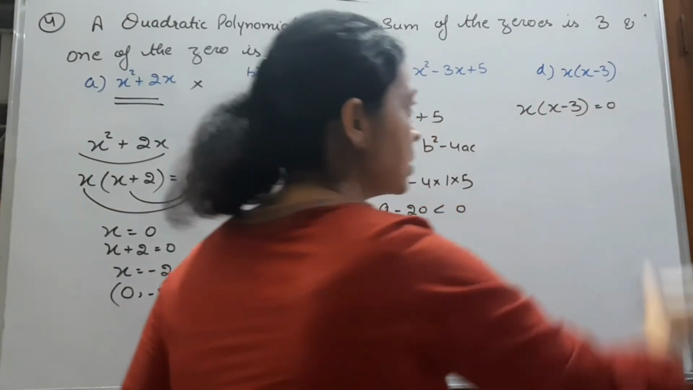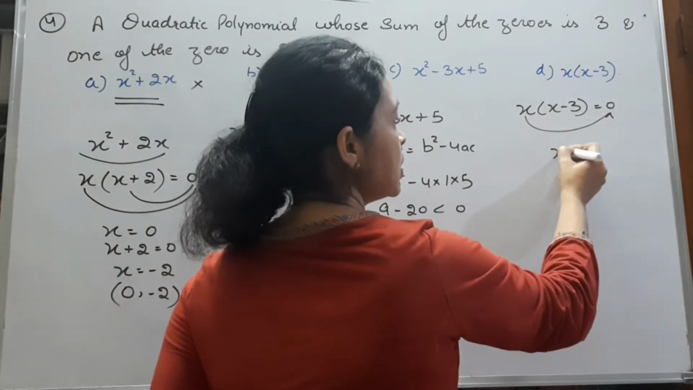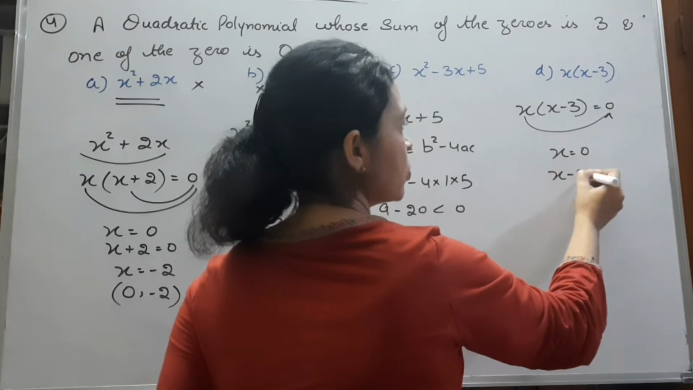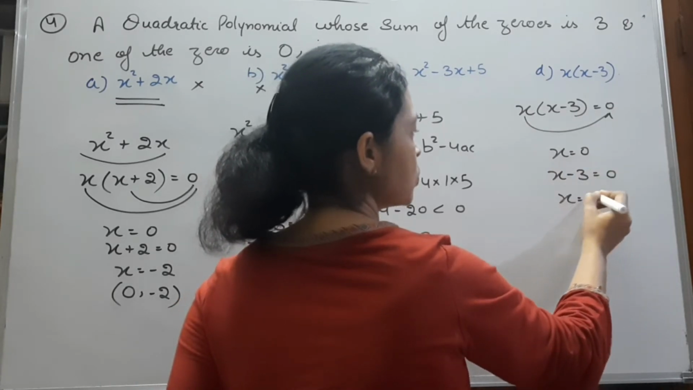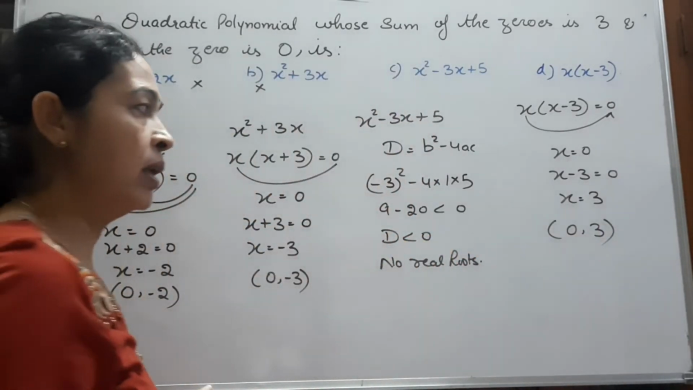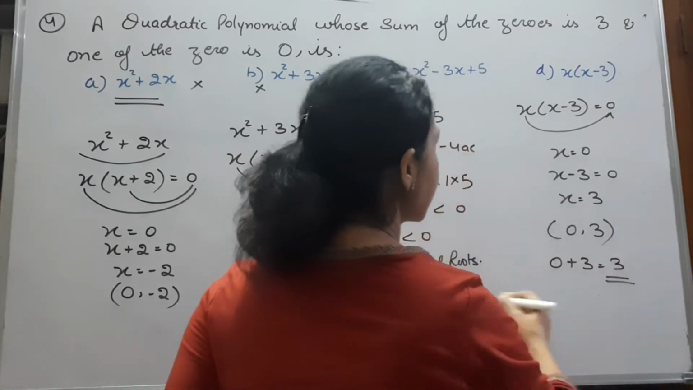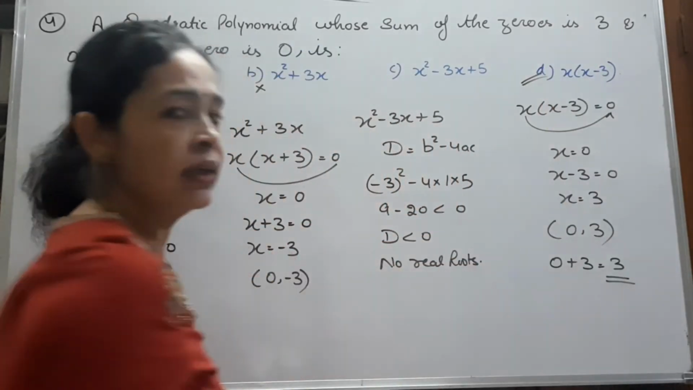Move to the last one, x square minus 3x. For getting zeros, we will equate it with 0. Either x equals 0 or x minus 3 equals 0, x equals 3. So we have two zeros, 0 and 3. And the sum of these two zeros is 3. So which is our correct option? Option D is our correct option.